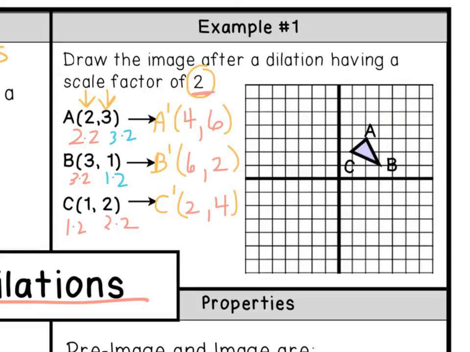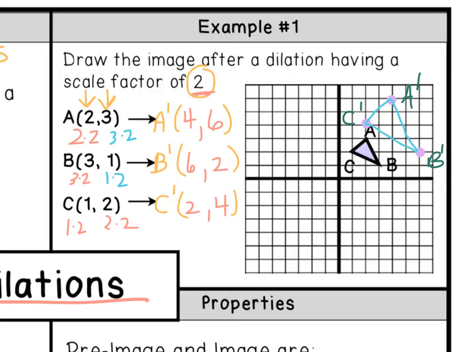Okay, so for A prime, we're going to go forward 4 and up 6. So A prime is going to be right here. Remember to label it A prime. Okay, B prime is 6, 2. So forward 6 and up 2 for B prime. And C prime is 2, 4. So forward 2, up 4 for C prime. Okay, so neatly connect.